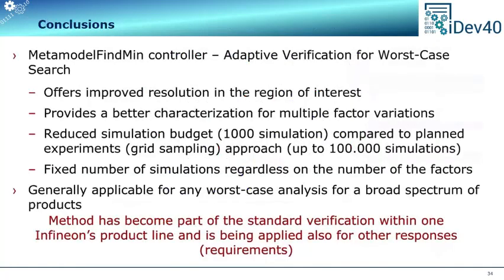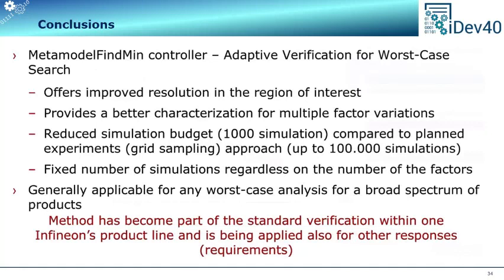To conclude, the metamodel fine mean controller employed for the pre-silicon phase margin characterization was able to offer improved resolution in the region of interest, thus leading to redundancy reduction, and also provide a better characterization for multiple factor variations, thus offering a better understanding of the circuit functioning. Overall, our solution needed a reduced simulation budget, 1000 simulations, compared to the planned experiments approach that would require a total number of 100,000 simulations for a full grid sampling. Moreover, the number of simulations is fixed, regardless of the number of factors.